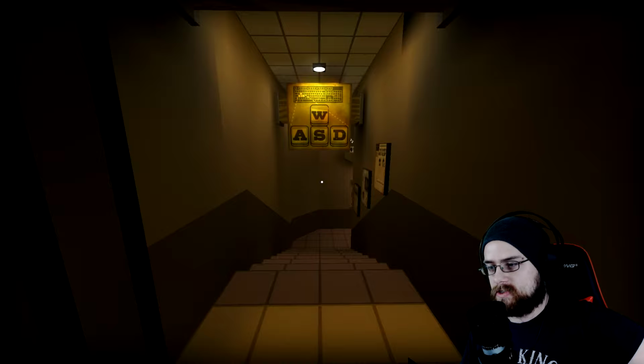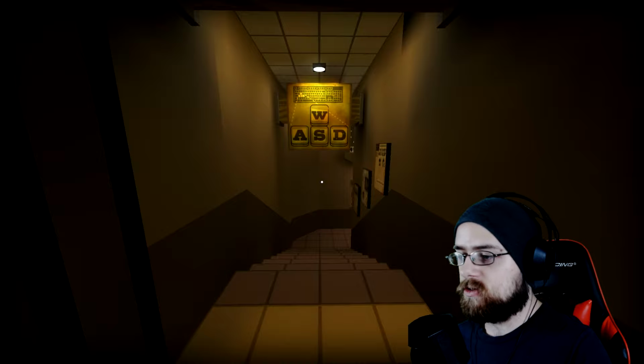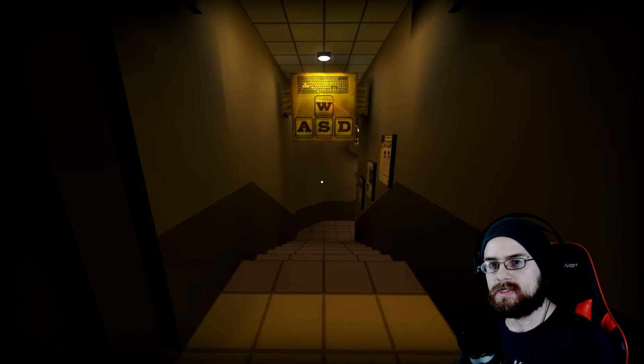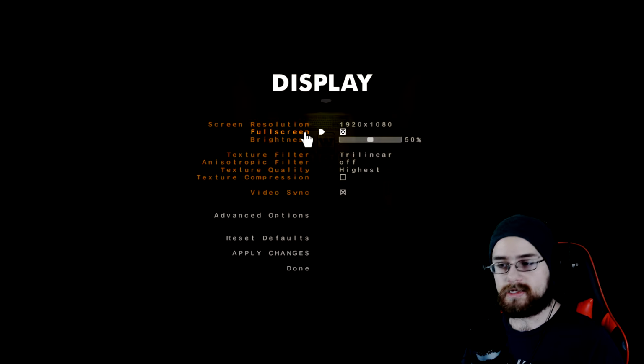I hope the story is very good because the game has crashed on me a good 18 to 20 times just trying to change the graphical settings. Look at this shit. Oh, it crashed again. And it just crashed again. I tried to pause the game and it crashed. I'll be right back. Good God, this game is unstable.